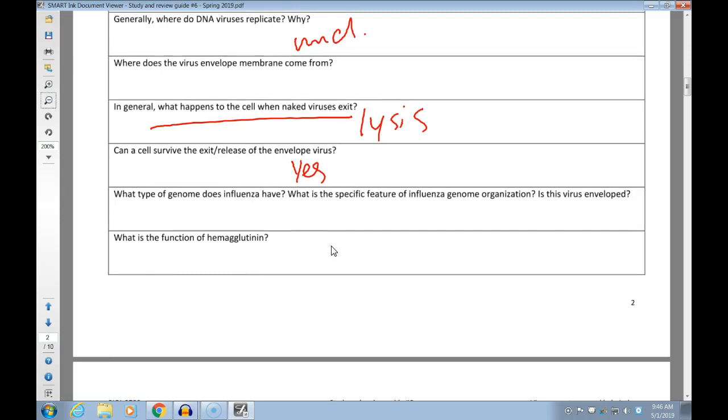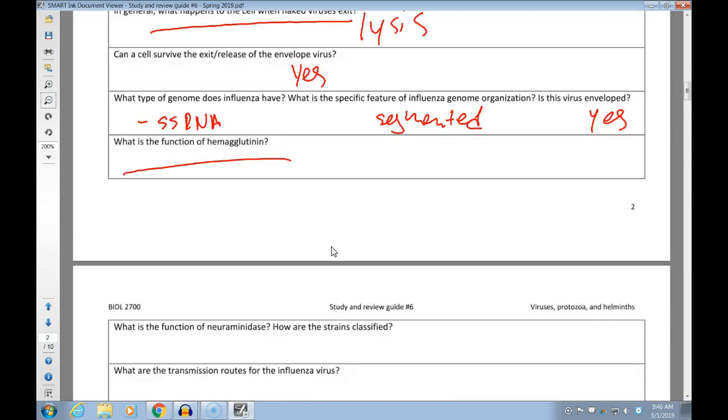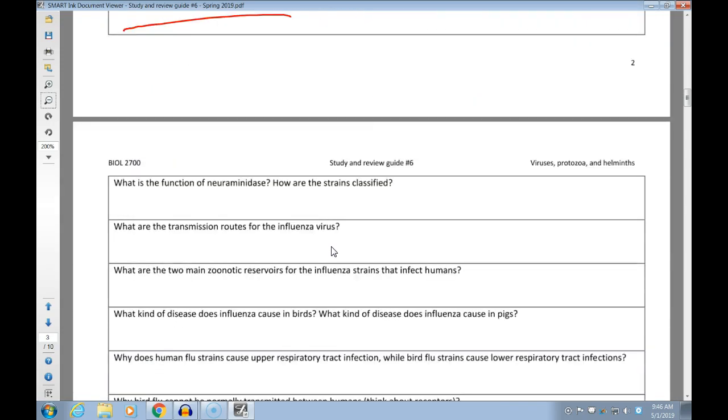What type of genome influenza have? Negative single-stranded RNA segmented. Enveloped. Yes, so segmented. Hemagglutinin interacts with the receptor. Neuraminidase assists with entry and release. Strains are classified based on the type of the neuraminidase and hemagglutinin.